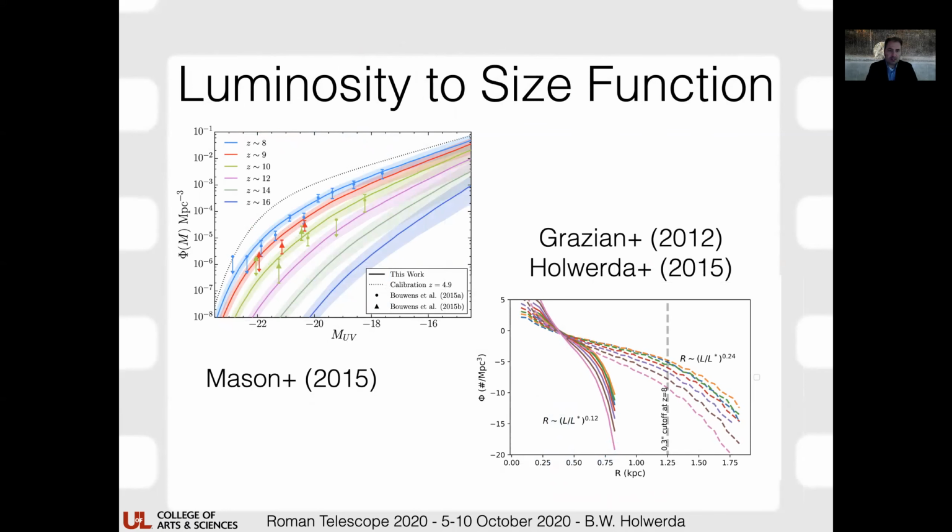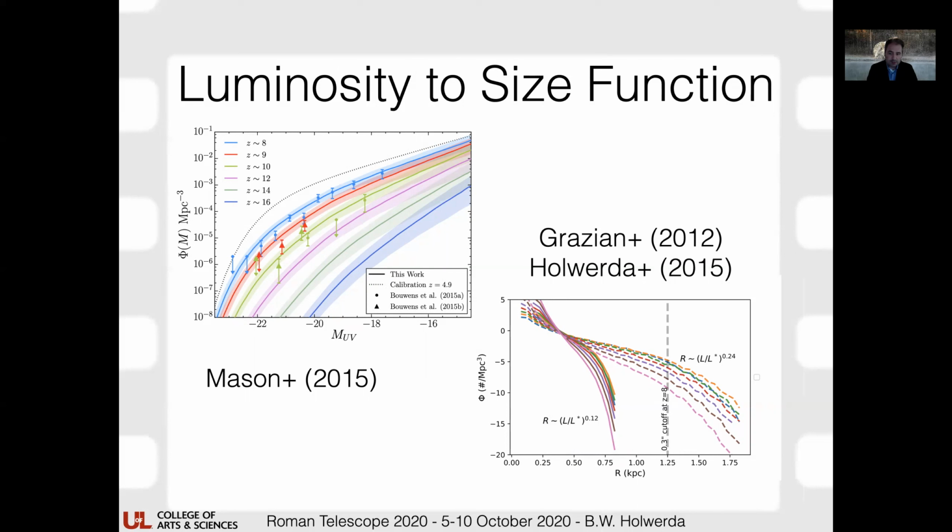So in order to bear this out, we look at the luminosity function predictions by Schroeder Mason, and then we use a size luminosity relation to convert that into a size distribution. So now we have a density as a function of size, effective radius, for two size luminosity distributions. One that I found in 2015 for redshift 9 sources, the bright ones, and 2012's Grazian results for redshift 7 sources. So you can see that they're quite different.